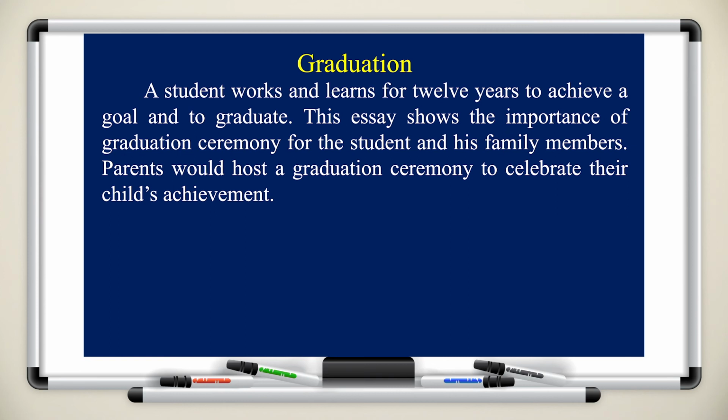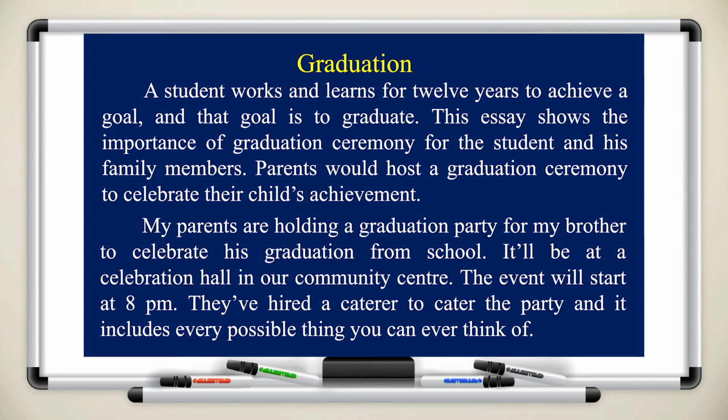So, let's start with the introduction. A student works and learns for 12 years to achieve a goal and to graduate. This essay shows the importance of graduation ceremony for the student and his family members. Parents would host a graduation ceremony to celebrate their child's achievement. So in the first sentence we have the hook, then we have the thesis statement and the planned development, which is the party that the parents hold for their child.